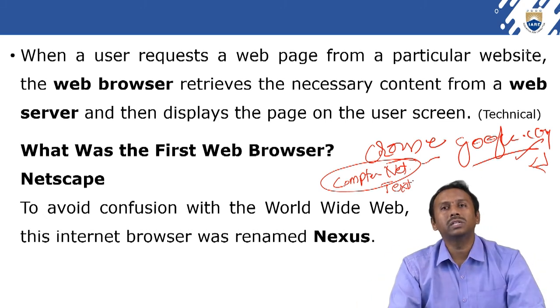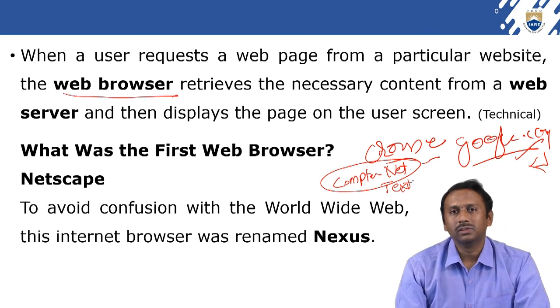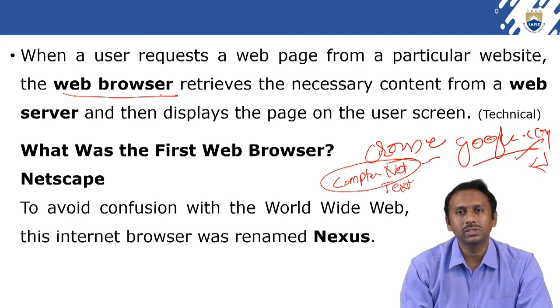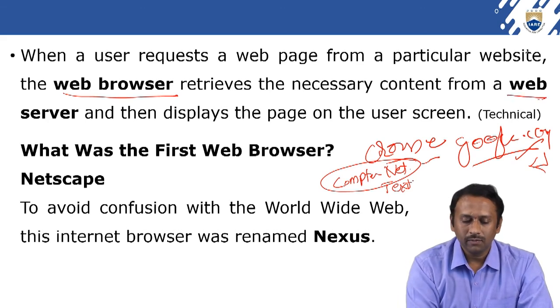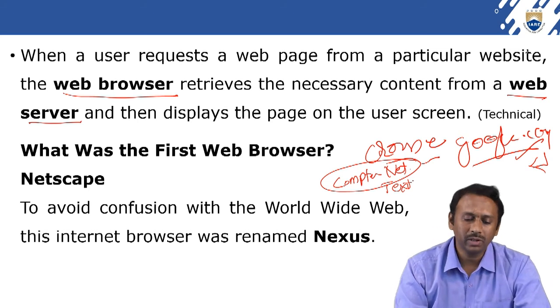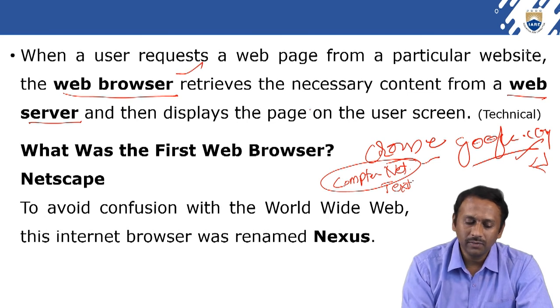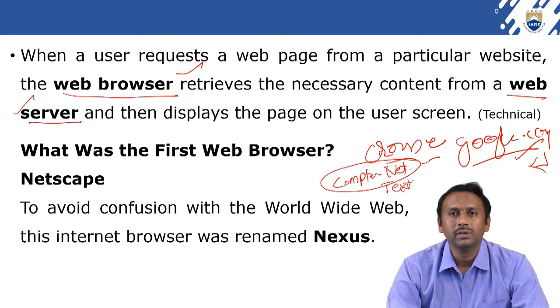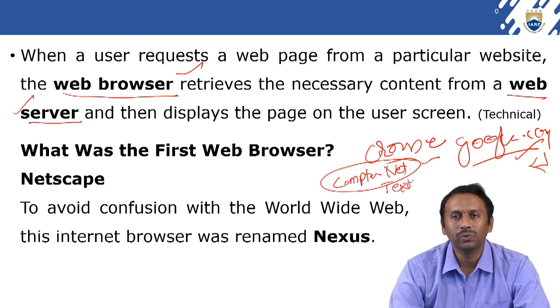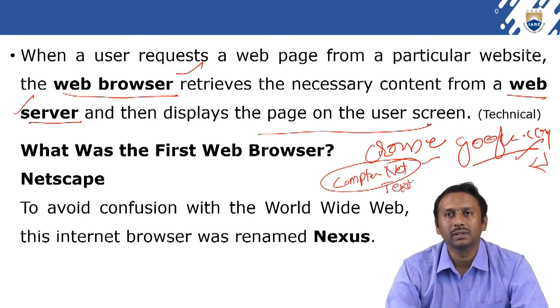So how can we retrieve it? Through the web browser. Whenever we send a request through the web browser, the web server information is released, because you are sending a request through the web browser. Then it will respond to your request and display it on the user screen.